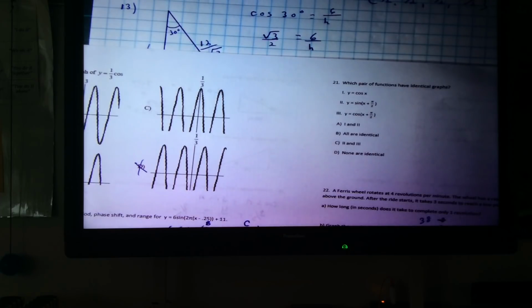Let's go from 0 to 2 pi, would be about 8. And y would be negative 1 to 1. That's not right. Yeah. It's not going to be 1 and 3. It's got to be 1 and 2.